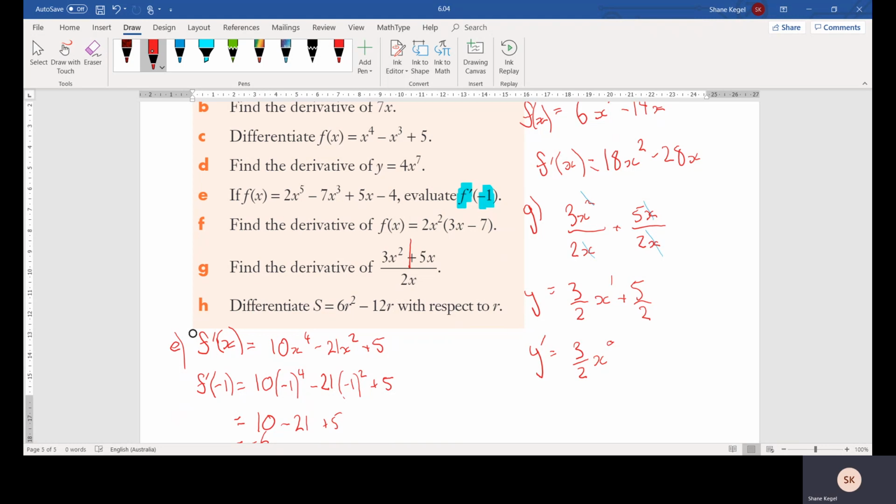And then remember my constant terms. Again, I've got a constant here. They just cancel out when I derive. So this here equals 1. So I've got 1 times 3 on 2, which just equals my 3 on 2. So my gradient function is 3 over 2.